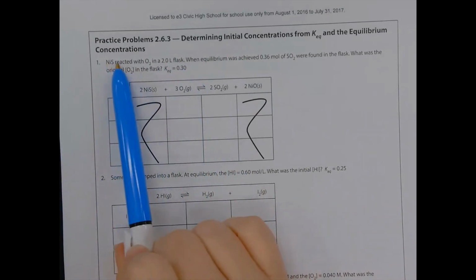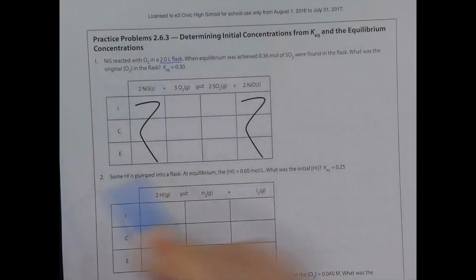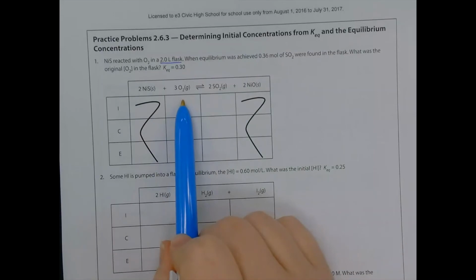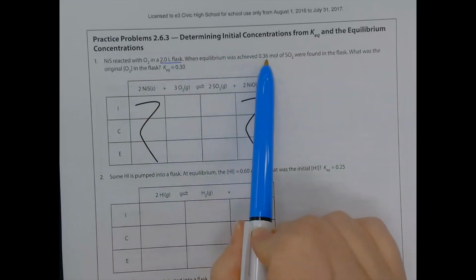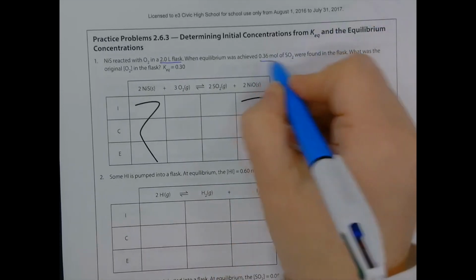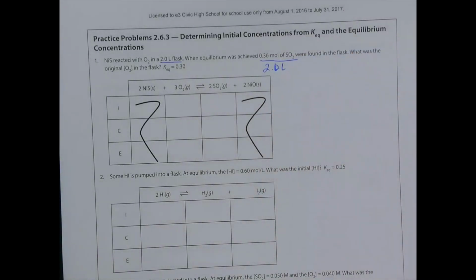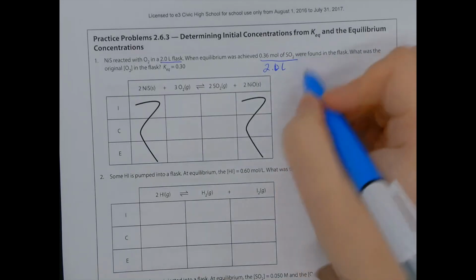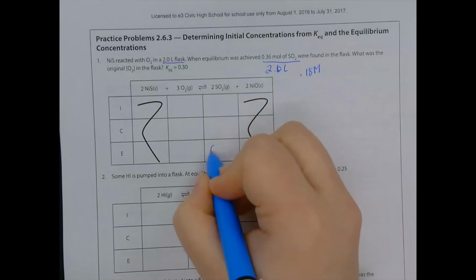So let's take a look at what we have. We're reacting this with oxygen in a 2-liter flask. When we reached equilibrium, 0.36 moles of SO2 were found in the flask. So 0.36 moles in our 2.0-liter flask, 0.36 moles divided by 2 liters is 0.18 molar for the SO2, and that's at equilibrium.